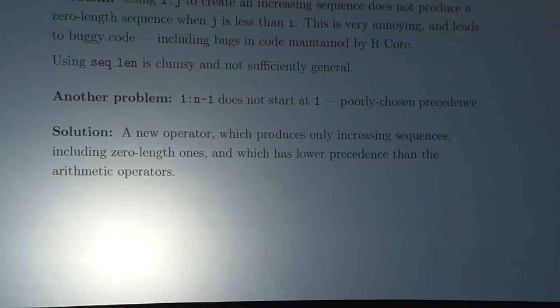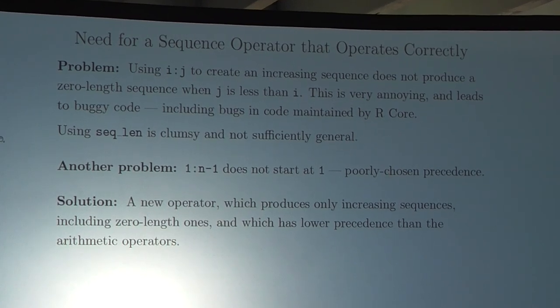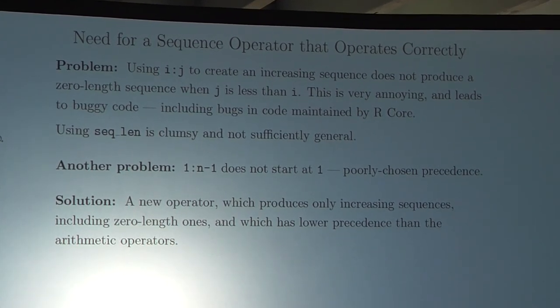First of all, though, changes that were recently added to pqR and which are intended to address these design flaws in R. So the first is that we need a sequence operator that actually does the right thing. So using I colon J, where you intend to create an increasing sequence, doesn't correctly produce a zero length sequence when J is less than I. Instead, of course, it will produce a decreasing sequence.